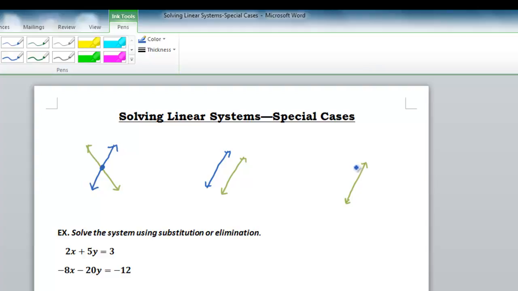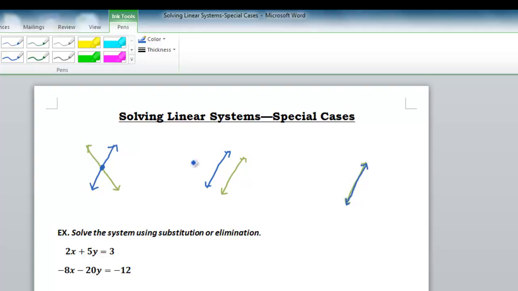The third situation would be if we had two lines that actually lie on top of each other. In other words, they're the same line and they have all points in common. A system like this would be considered consistent because all the points lie on both lines, but it would be considered dependent because these two lines are not separate lines. They're just the same line written in a different form.